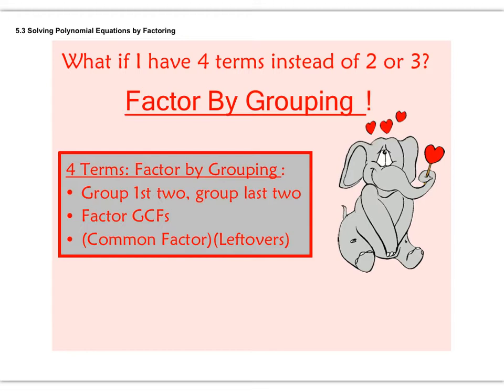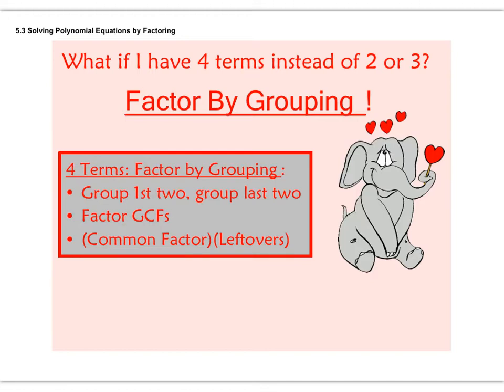So for today we are looking at 4 terms instead of just 2 or 3, so it's factor by grouping. For whatever reason, this always seems to be everyone's favorite way to factor. I think people pick it up usually the fastest. It is pretty quick, pretty easy. If you can pull out a GCF, then you're able to factor by this method. So let me break it down step by step for you.